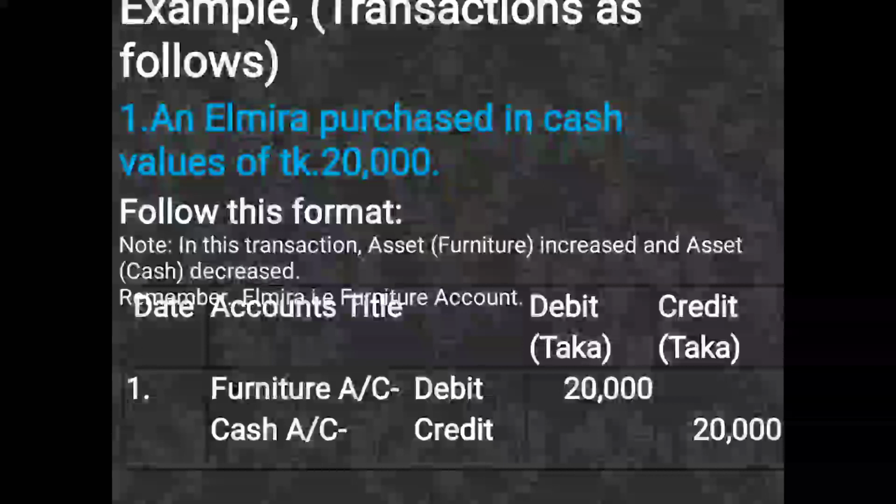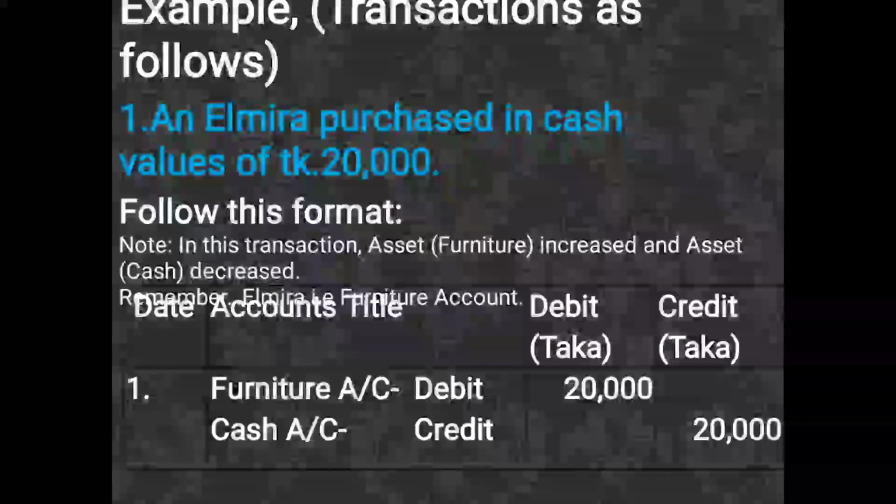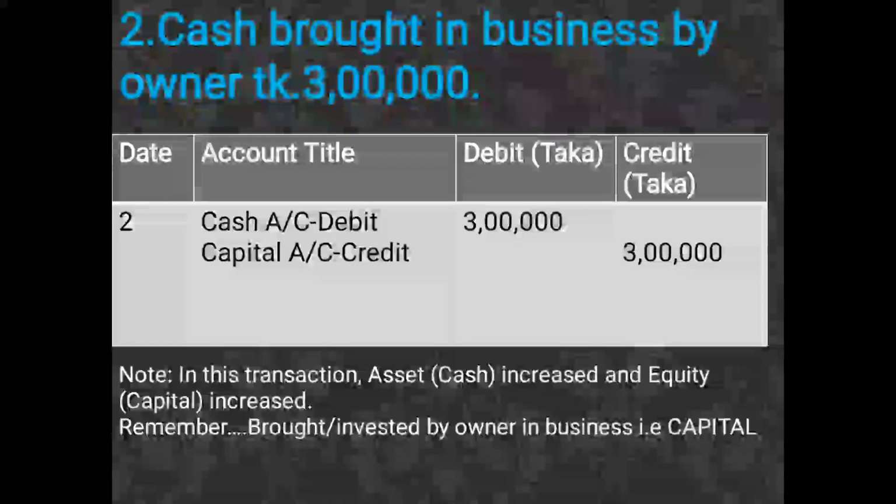Note for this transaction, asset or furniture increased and asset or cash decreased. Let us remember Almira, that is furniture account, at all times. On the first transaction, an Almira purchased in cash, values of Taka 20,000, furniture account debit, cash account credit. Second transaction, cash brought in business by owner, Taka 3 lakh.